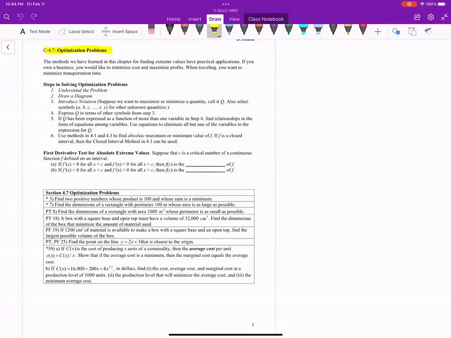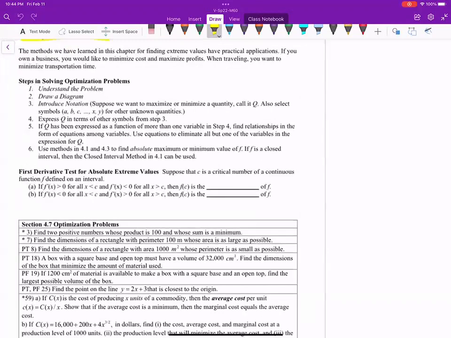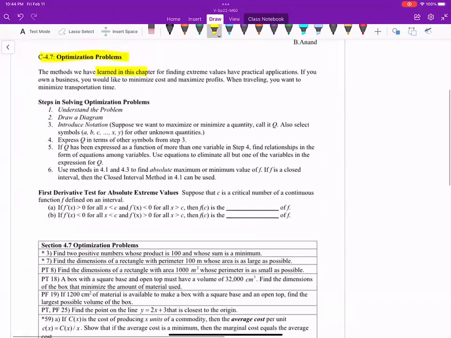So in this section, the methods that we have learned in this chapter for finding extreme values have practical applications. If you own a business, you would like to minimize the cost and maximize the profit. When traveling, you want to minimize the transportation time.